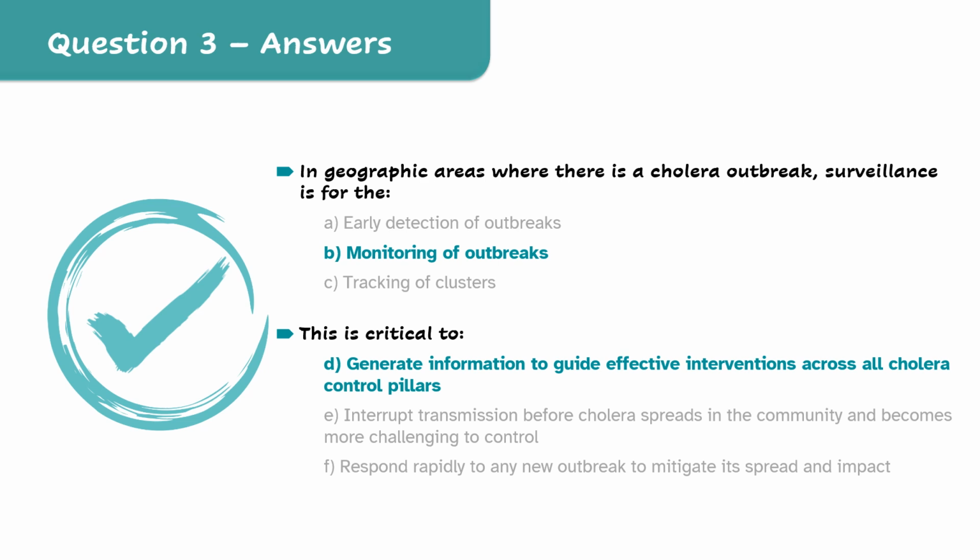The correct answers are B and D. In geographic areas where there is a cholera outbreak, surveillance is for the monitoring of the outbreak. This is critical to generate information to guide effective interventions across all cholera control pillars.